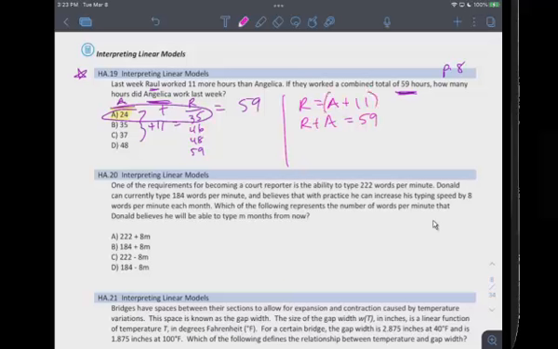Since R is equal to A plus 11, we can replace R with A plus 11, plus A is equal to 59, and we can solve this. 2A plus 11 equals 59, subtract 11. 2A is equal to 48, divide by 2. A is equal to 24, confirming our answer that we got by just plugging in the numbers from the answer choices.